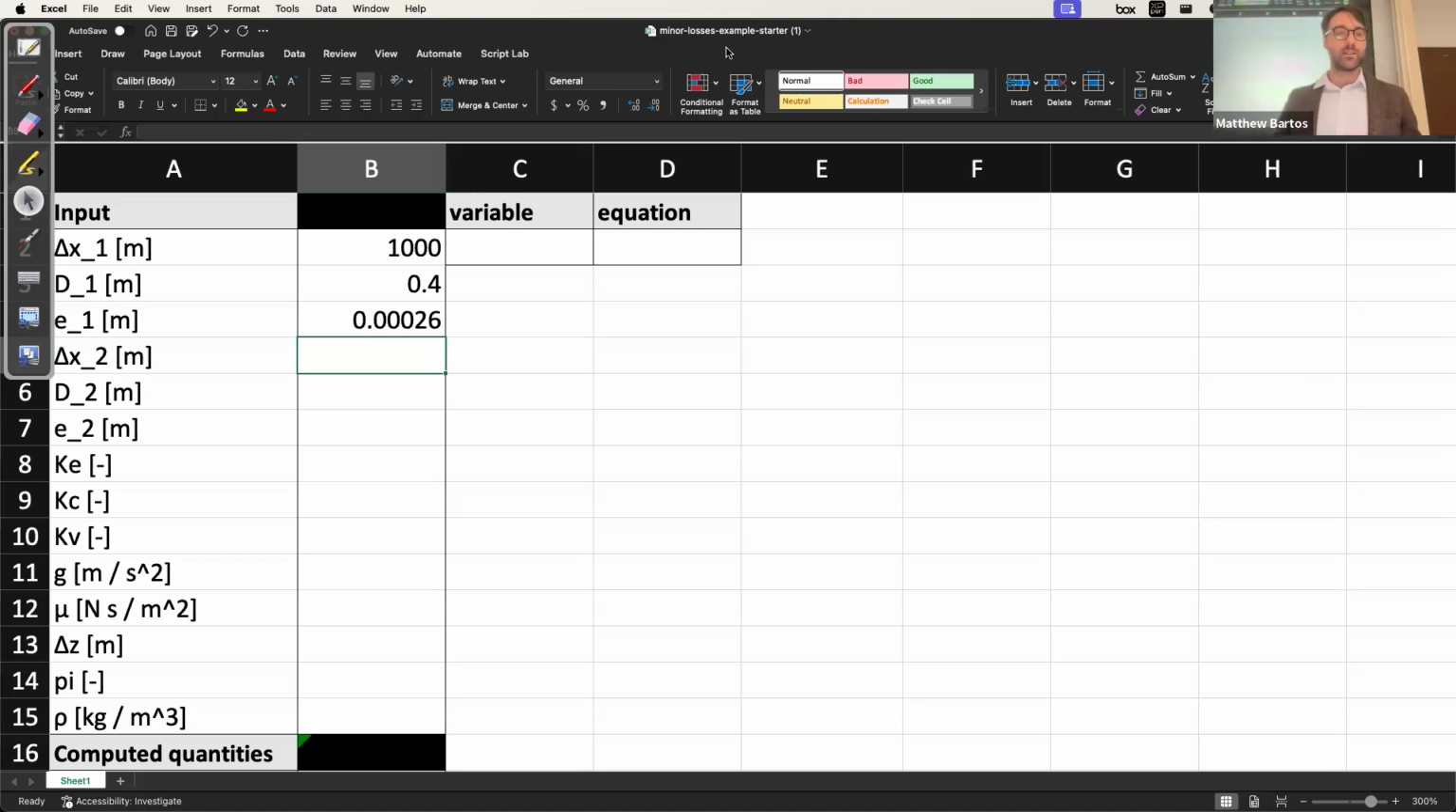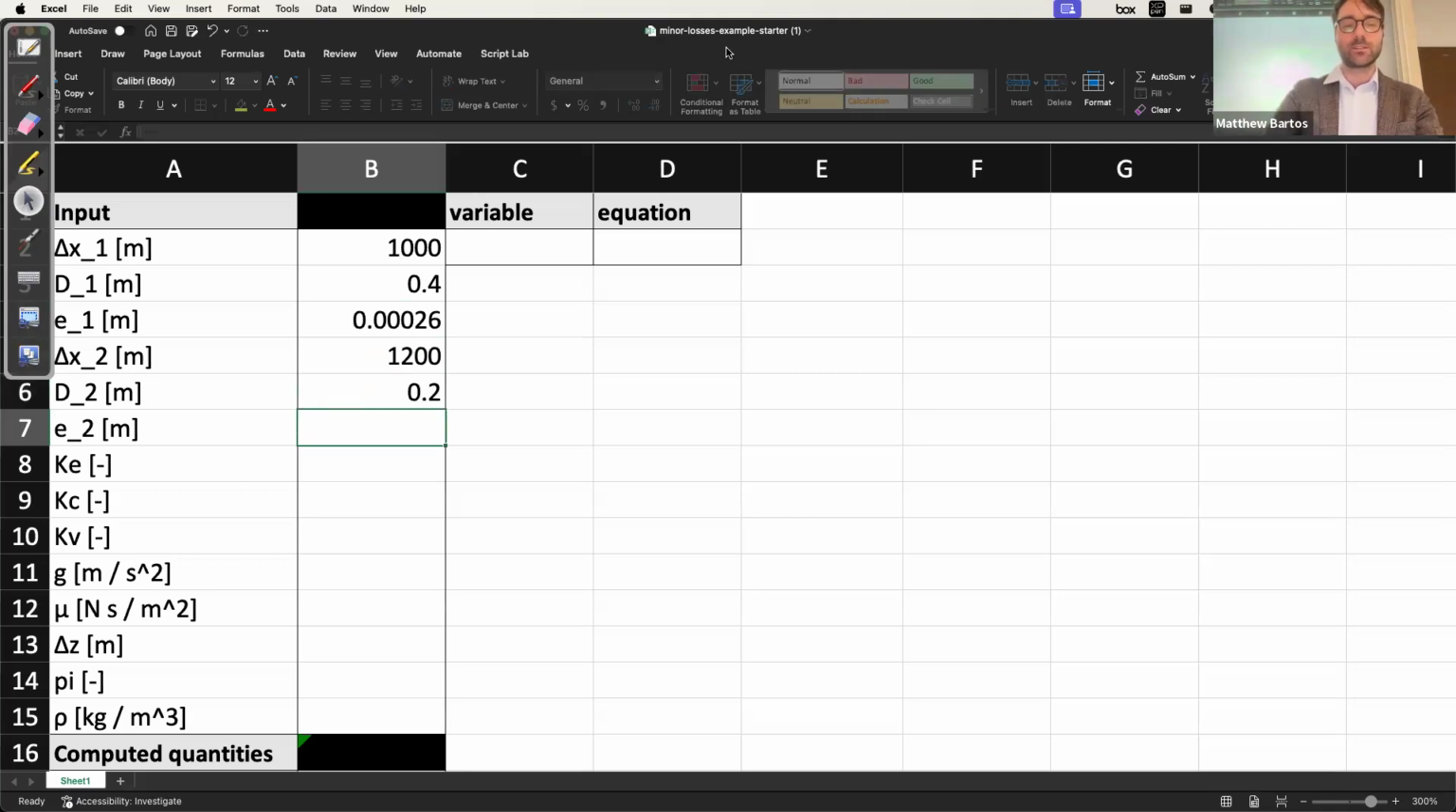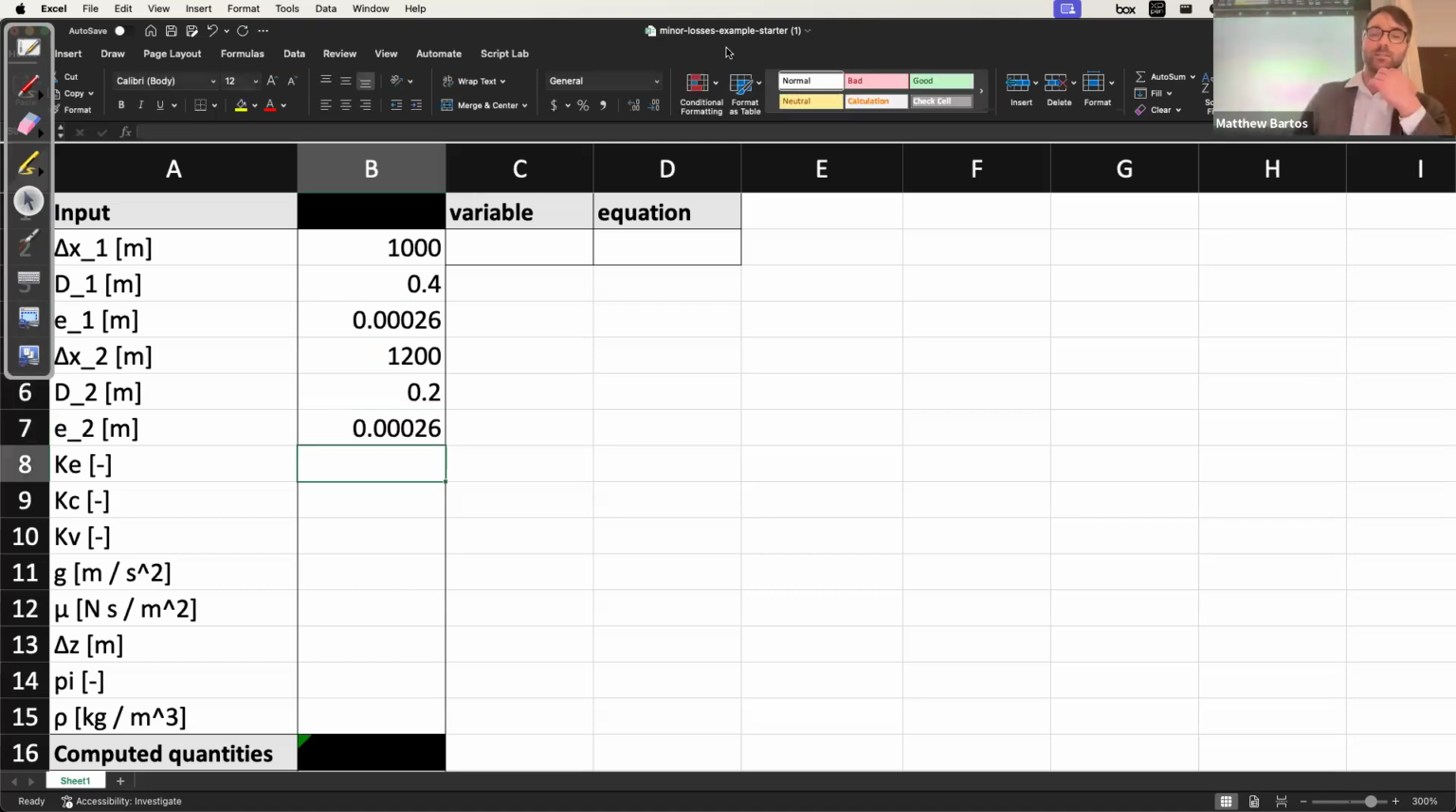All right, so we have the length, the diameter, and the roughness height of pipe 1. Next, we need the length of pipe 2. This is 1,200. D2 is 20 centimeters, so that's 0.2. Roughness height is 0.26 millimeters divided by 1,000 equals 0.00026 meters. For our entrance loss coefficient, what was this again? 0.5, very good. For our initial guess for the contraction coefficient, we had 0.33. For the valve loss coefficient, we had 10, very good.